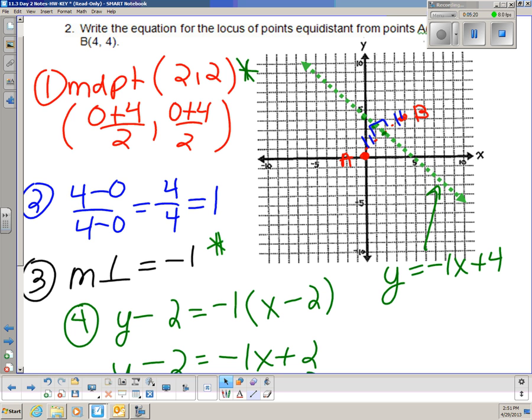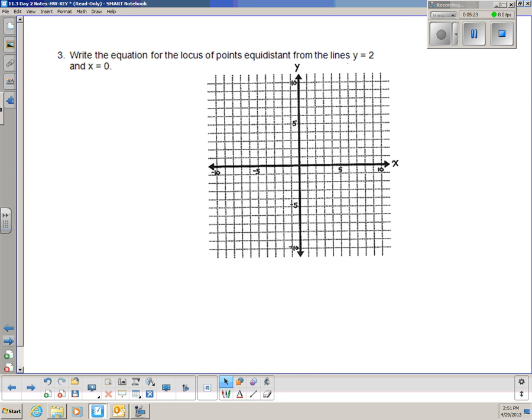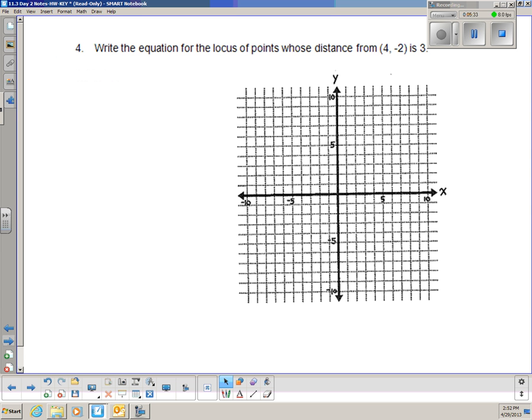Just got 2 more to go. This one says, write the equation of points. I think this is the one that I skipped. Hold on. I think this is the next one for you guys. Yep, I think this is the next one. So write the equation for the locus of points whose distance from (4, -2) is 3.